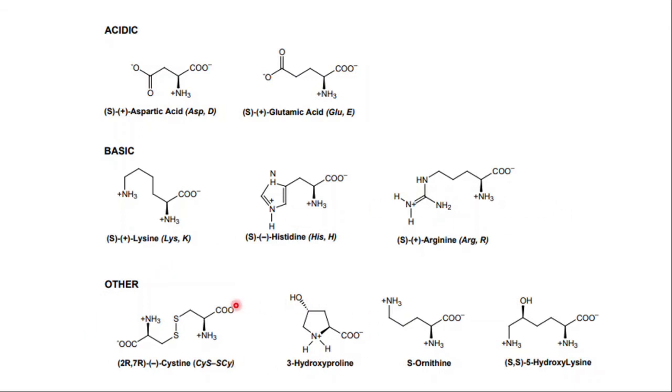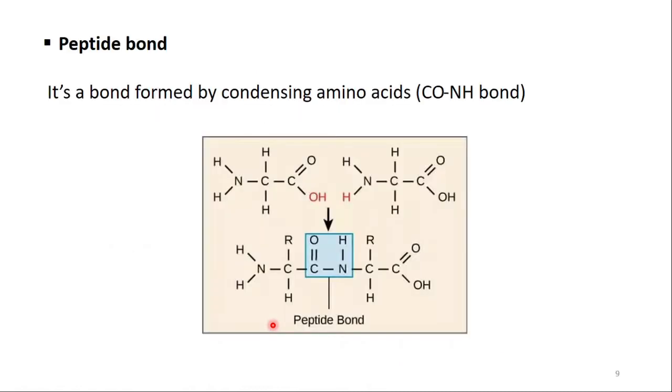And there are other amino acids which we cannot classify as acidic or basic. Some examples are ornithine and hydroxyproline. There are several hydroxyprolines, with OH here, here, and so on. They all come under this category. Okay, this is all about the classification of amino acids.